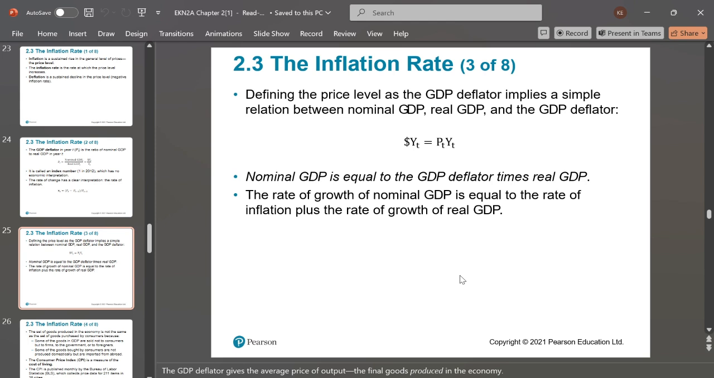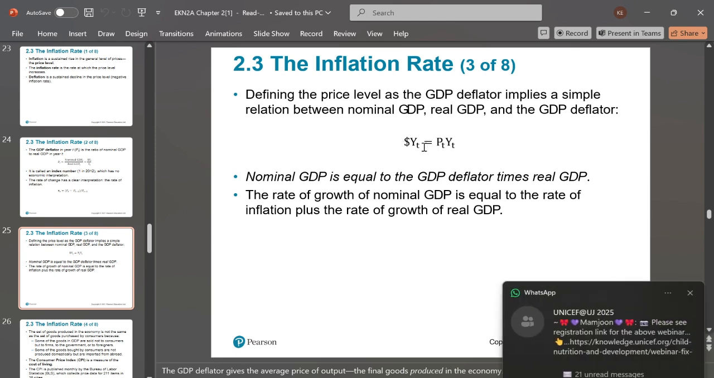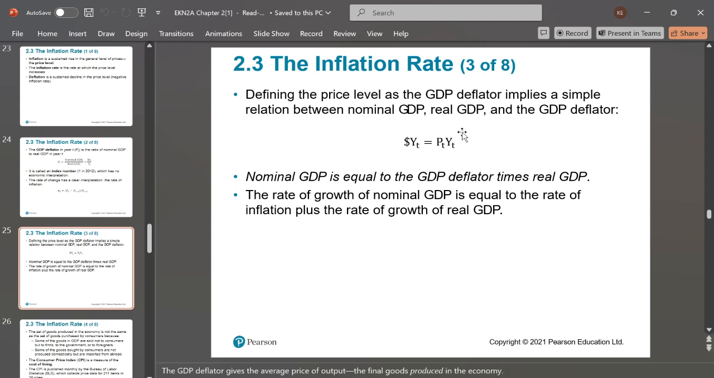Then we go on to this. When you are given your GDP deflator, you can calculate your nominal GDP or your real GDP. And this is how. You would say your nominal GDP is equal to the GDP deflator times your real GDP. But if we calculate real GDP, then it will be your nominal GDP divided by your GDP deflator.